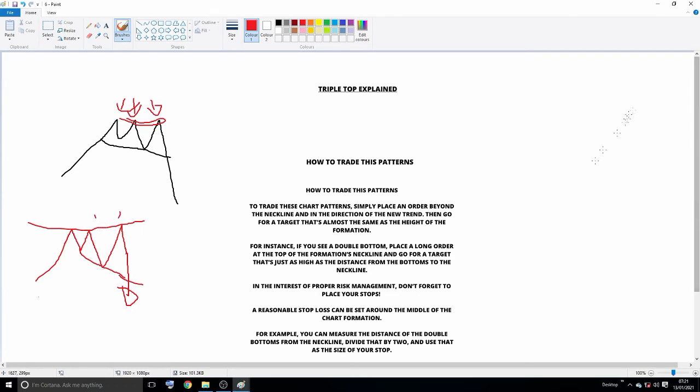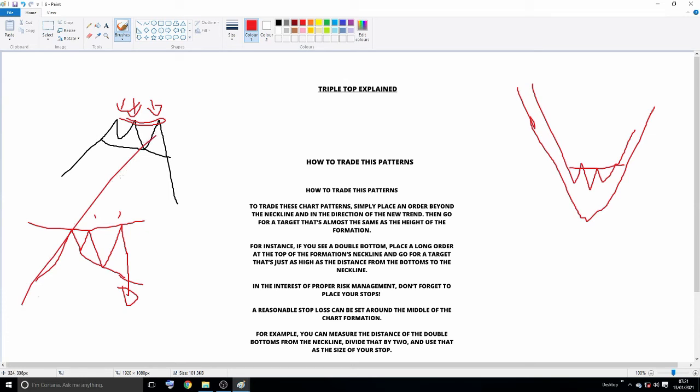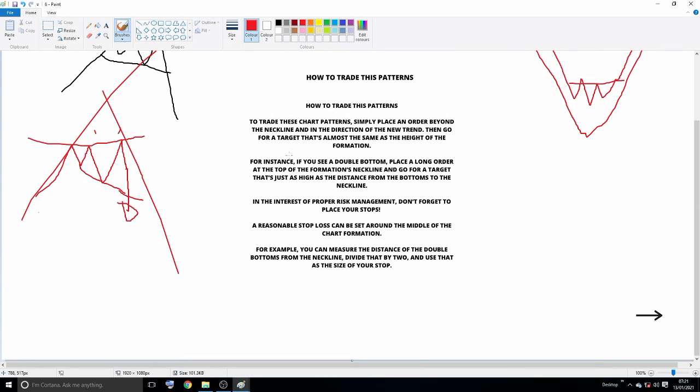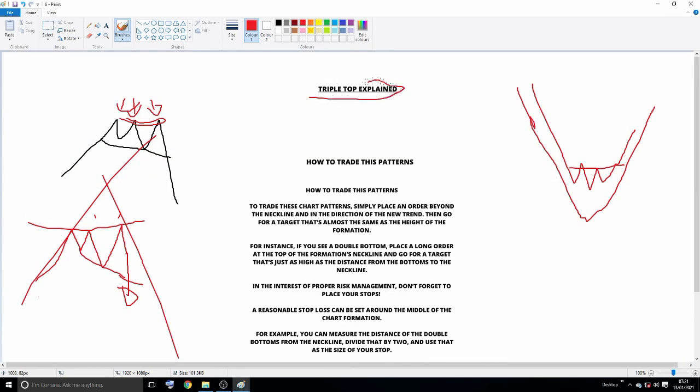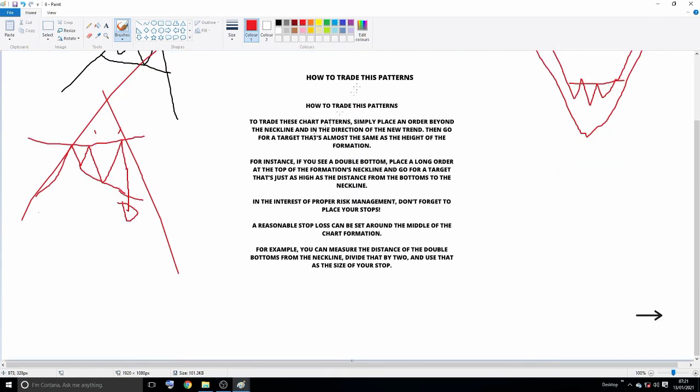Same applies on a triple bottom. You can look for buys. So we have a downtrend, we form a triple bottom and form an uptrend. Same here, we have an uptrend, form a triple top and a downtrend. So that's the concept of triple top and triple bottom.